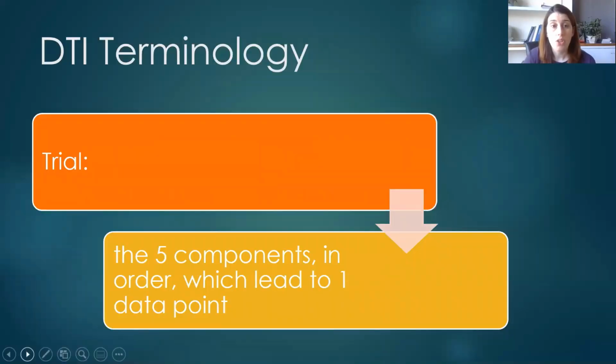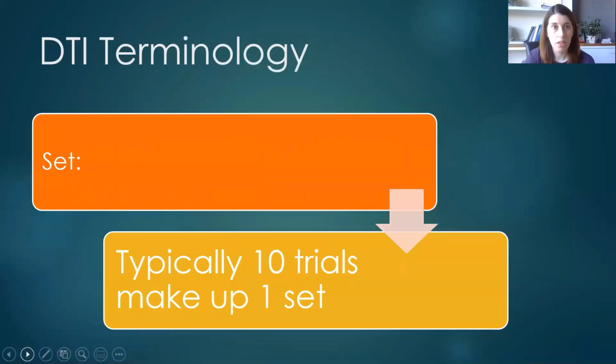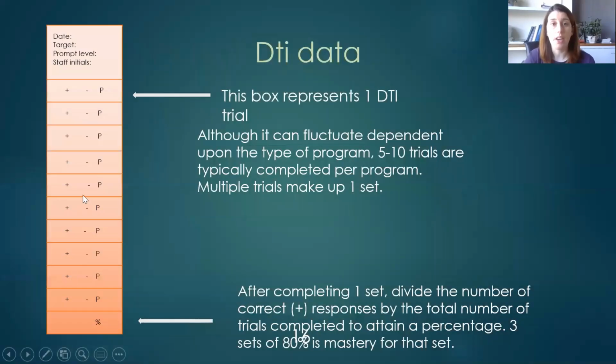What is a trial? One specific DTI trial is 5 components in order which lead to one data point. I'm going to go through all of those components with you now. A set is typically 10 trials that make up the one set of instruction. You can see here, this is a sample column of a data sheet. This right here represents one trial, and then your set is made up of 10 trials.